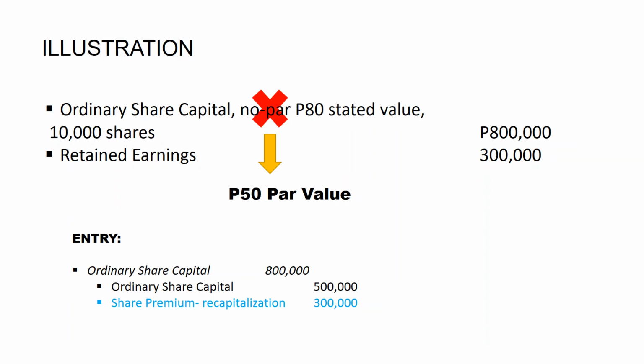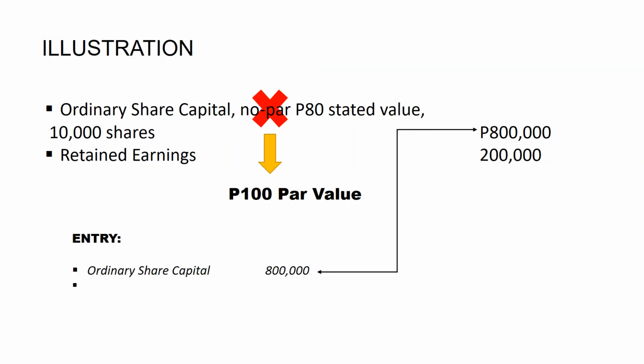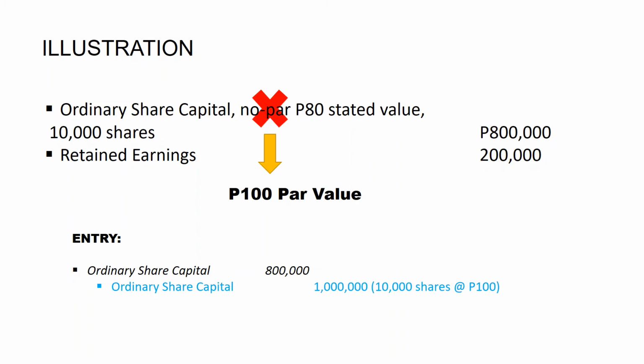Another illustration, we cancel the no par 80 pesos stated value and issue new shares with 100 pesos par value. The journal entry to record, we debit ordinary share capital in the whole amount, 800,000. We credit ordinary share capital for the new issuance. For the computation, we get 10,000 shares at 100 par value amounting to 1 million pesos. And we debit retained earnings 200,000.